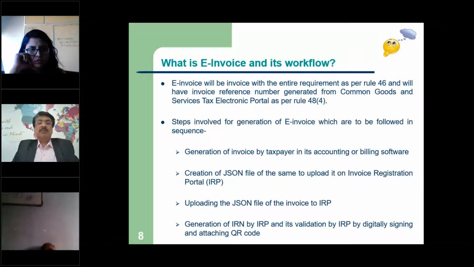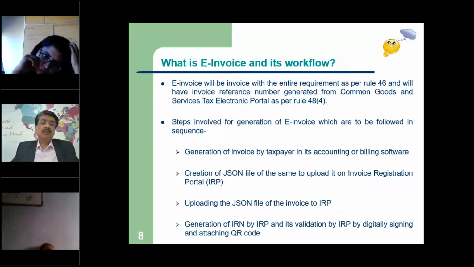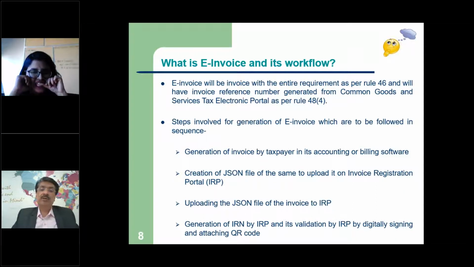Further, the steps involved for generation of e-invoice which are to be followed in sequence are as under. Once we go through these steps, I think the things will be much clearer of how these e-invoices will be generated. First of all, the normal invoice which is to be generated by a taxpayer in its accounting or billing software, that will be generated by the dealer. Creation of a JSON file of the same to upload it on the invoice registration portal. JSON file will be created which will contain the specified particulars for e-invoices, and that JSON file will be uploaded on the IRP.